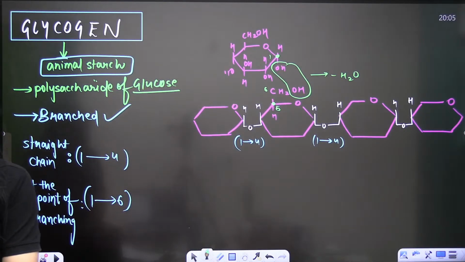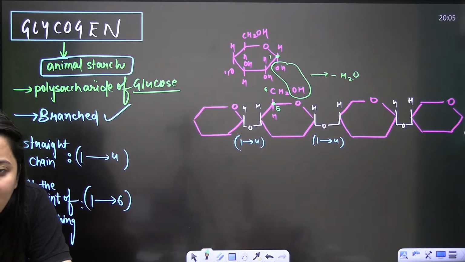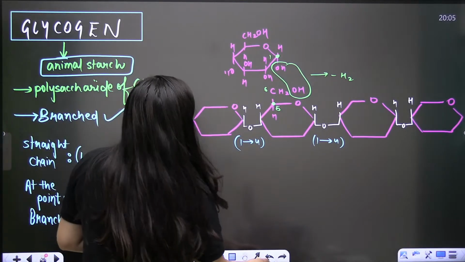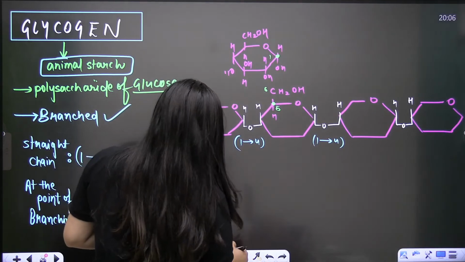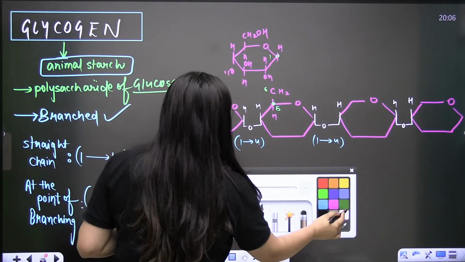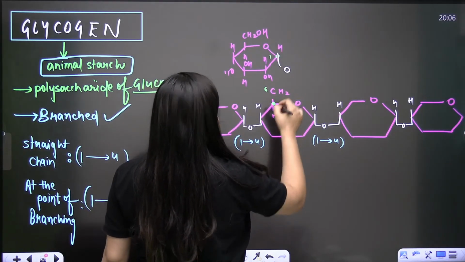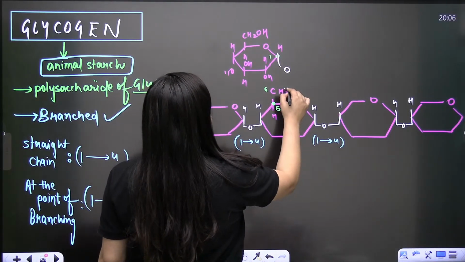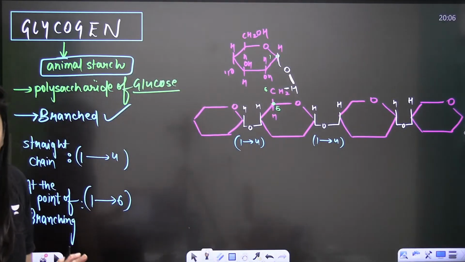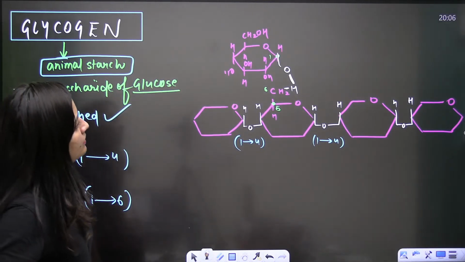First of all, tell me, are you able to understand it, guys? Be quick. I hope you are able to understand it. So when there is the dehydration here, the first and the sixth carbon will be considered. So that's how the bond will form. Yes or no?